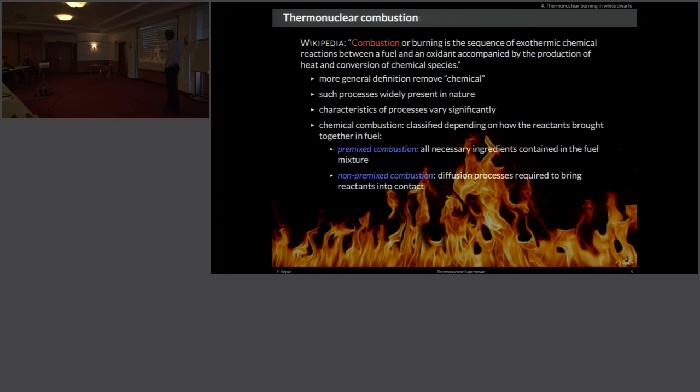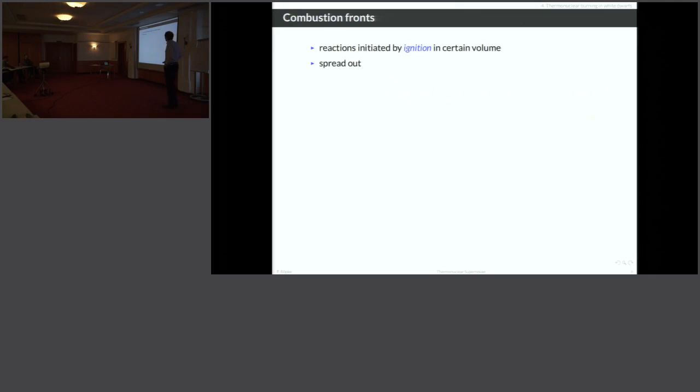So one possibility is what the combustion engineers call premixed combustion. Here the idea is that all the necessary ingredients for the reactions are contained in the fuel mixture already, and then there is non-premixed combustion. This is where diffusion processes are required to bring the reactants into contact. If we think of thermonuclear combustion in astrophysical environments, then the fuel material contains all the species because these are nuclear reactions, and therefore the processes we are discussing here resemble premixed combustion, as the combustion engineers would call it.